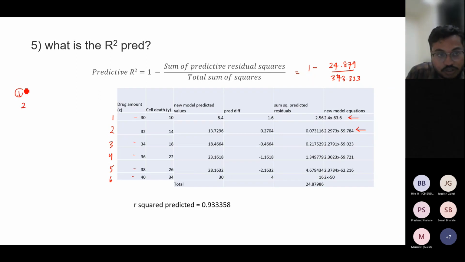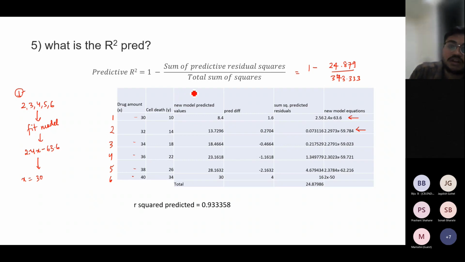In this case, to calculate the equation for the first data point, what we'll do is we'll use points 2, 3, 4, 5, and 6. We'll fit a model, and this model equation will turn out to be this, which will be 2.4x. So we'll repeat basically whatever we did for the first two questions again by leaving out this point. Then, to get this value, we'll put x equal to 30, which is the value of x in point one. Using this equation and x equal to 30, we'll get this value. And then we'll again calculate the residuals and sum the squares of the residuals.